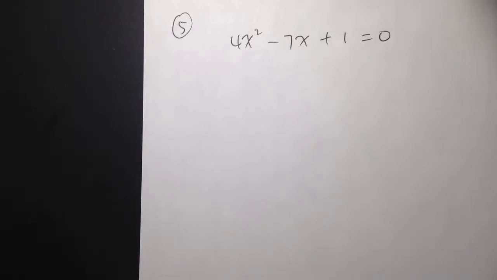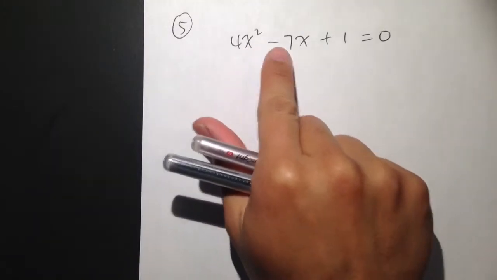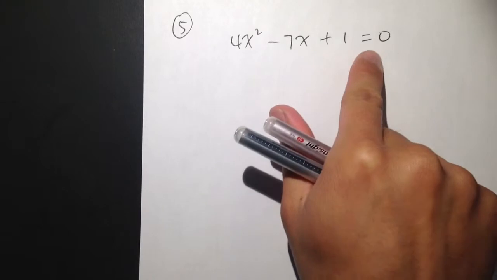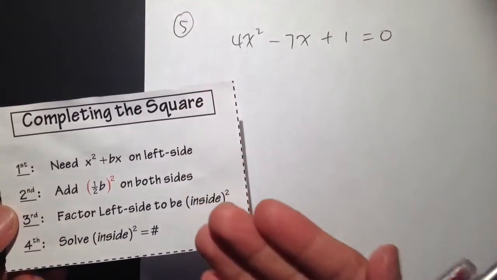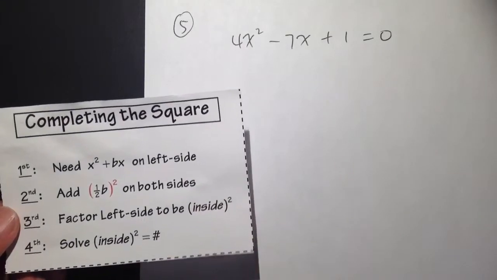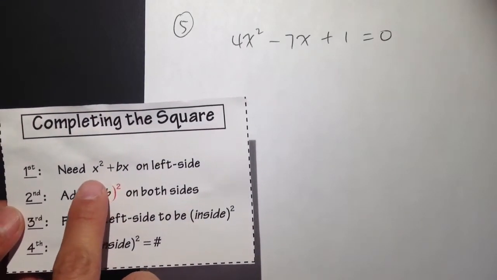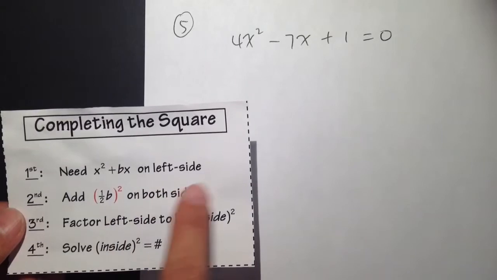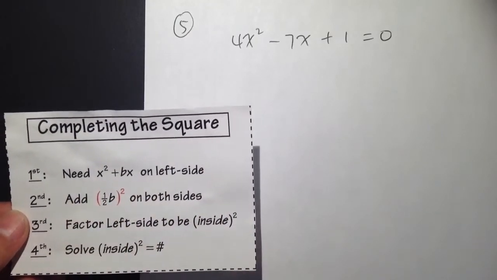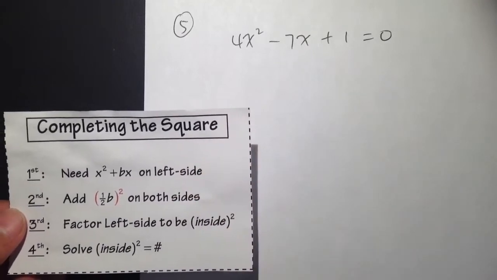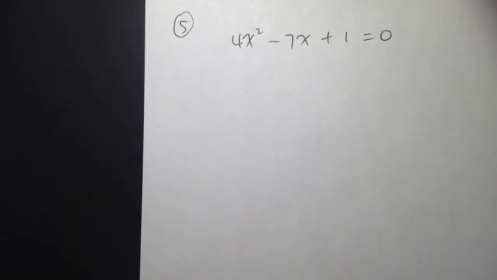Example number 5, we are going to solve 4x squared minus 7x plus 1 is equal to 0 by completing the square. So we will follow the same steps as the previous examples. Make x squared plus bx on one side, on the left hand side, and then add 1/2 times b and then square on both sides. So these two are the main steps. So let's get to work.